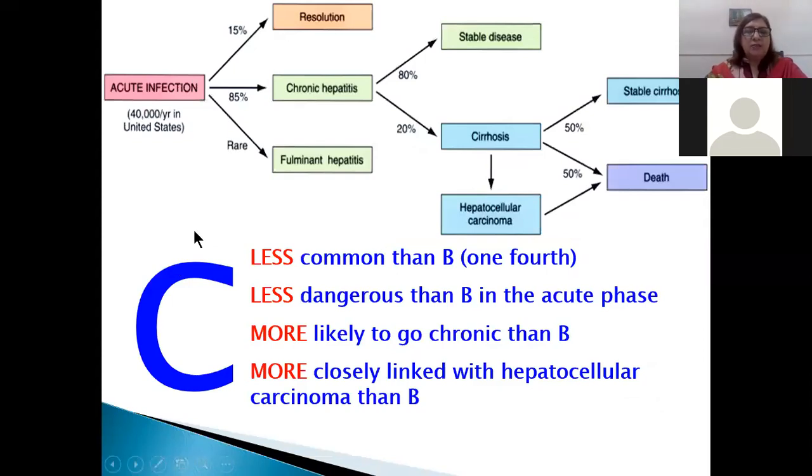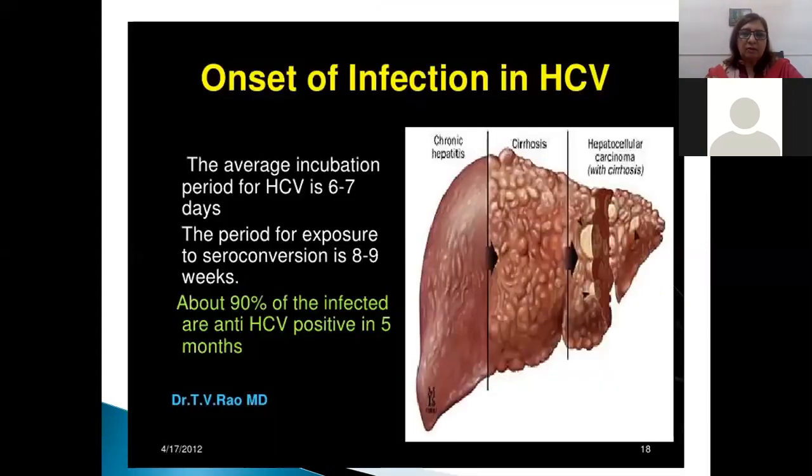Hepatitis C is less common than B, but it is more dangerous than B. Its acute stage is less dangerous than B, but it goes into more chronicity, and it is also very closely linked to hepatocellular carcinoma. So this was a brief description of what we did yesterday.